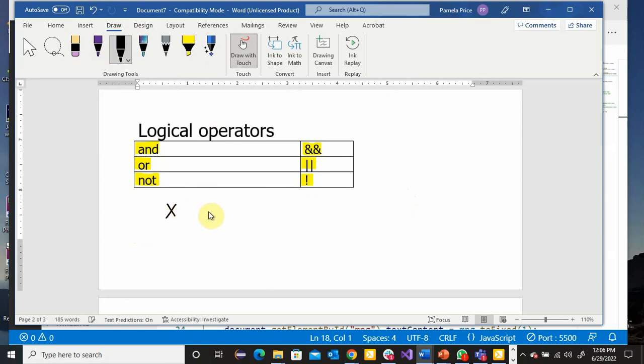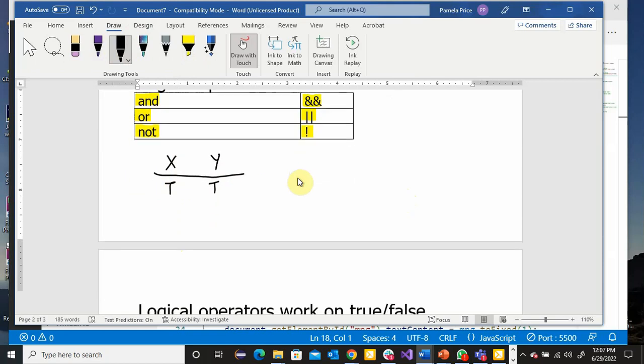So if I have, let's say, x and y, right? So there's 4 values I can have. They can both be true. We can have true, false, false, true, false, false. If I go x and y, then this is only true if both of these are true. So if x and y are both true, this is true. In all these other cases, this will be false, right?